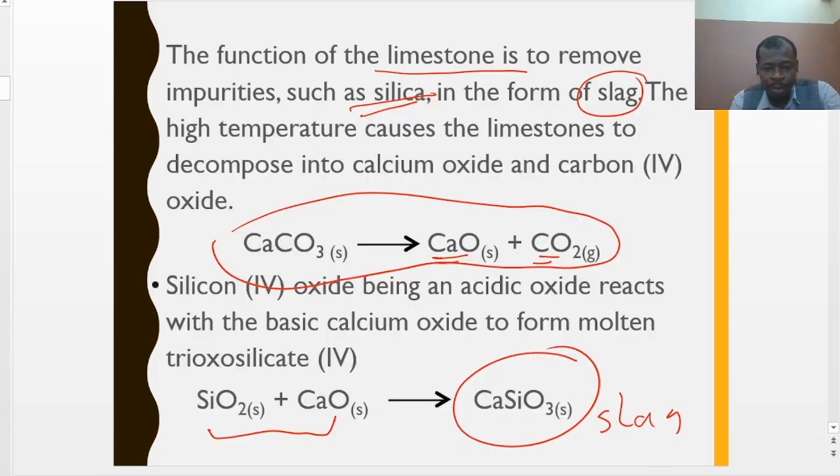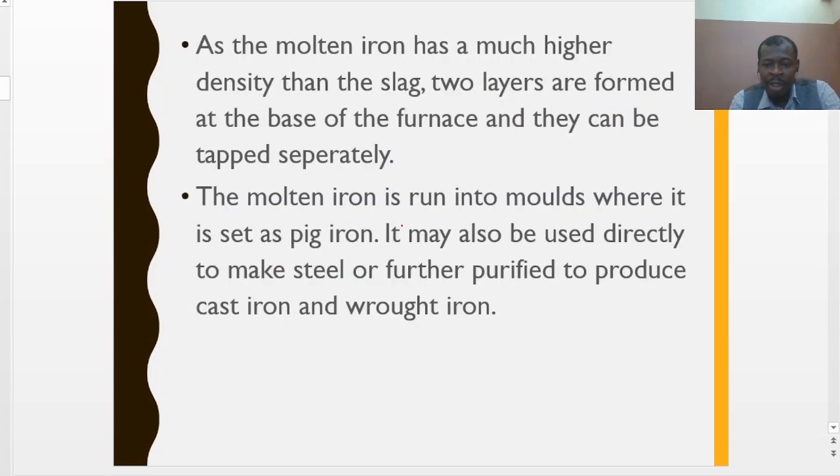It should be noted that the molten iron is run into molds where it is set as pig iron. Because you have different types of iron, the very first form of iron obtained during this process of extraction is called pig iron. It may also be used directly to make steel or further purified to produce cast or wrought iron. So we have the pig iron, which is the very first iron of extraction. This pig iron can be further processed to form cast iron, and from the cast iron you can get the best quality of iron, which is wrought iron.